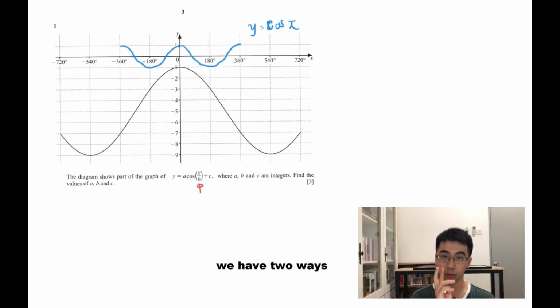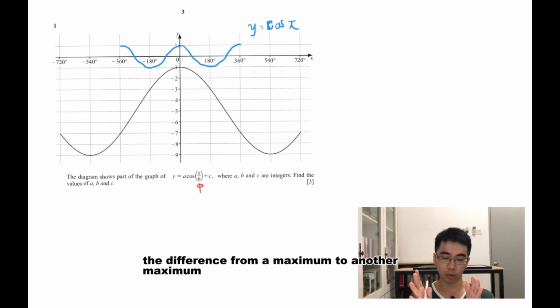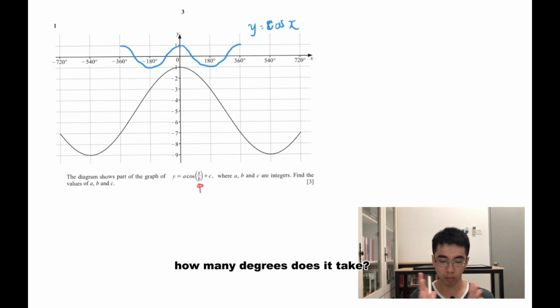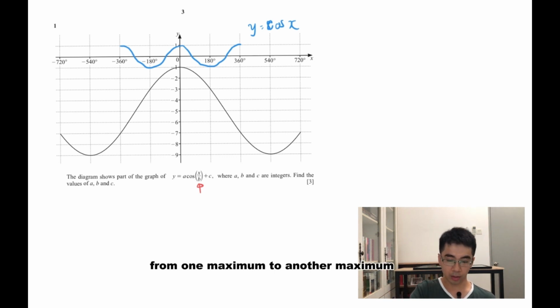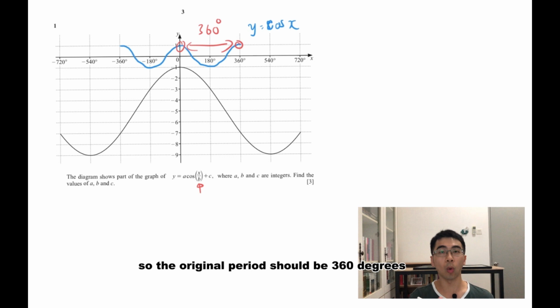Okay, we have two ways. First of all, you can think about the maximum to the maximum. How many degrees does it take? For the original graph, it's from the maximum to another maximum, and it takes 360 degrees. So the original period should be 360 degrees.